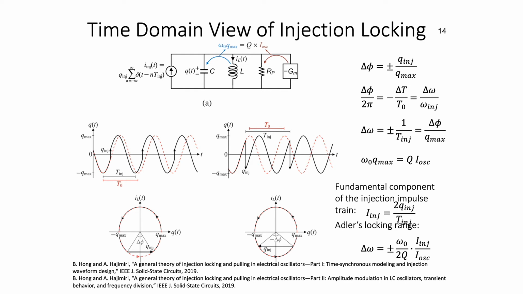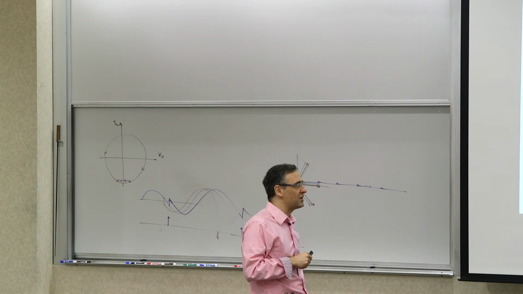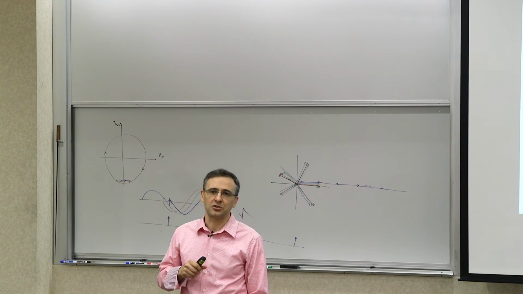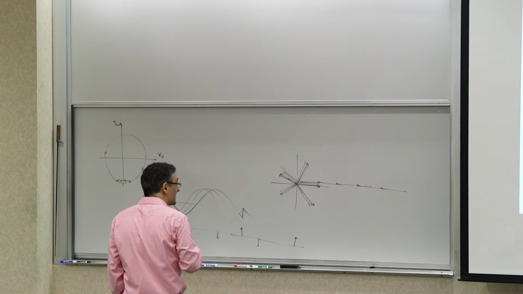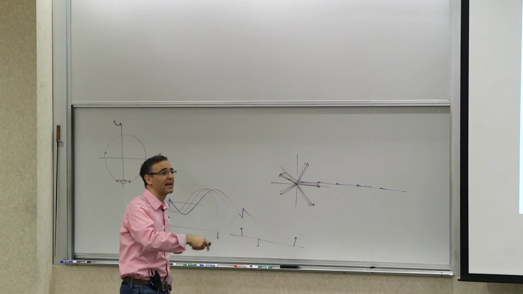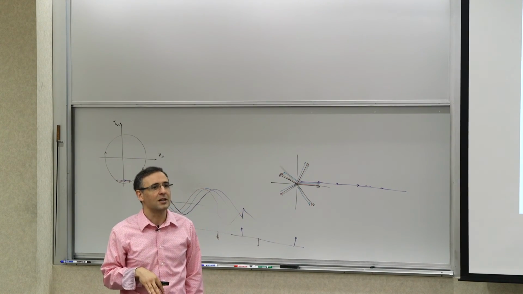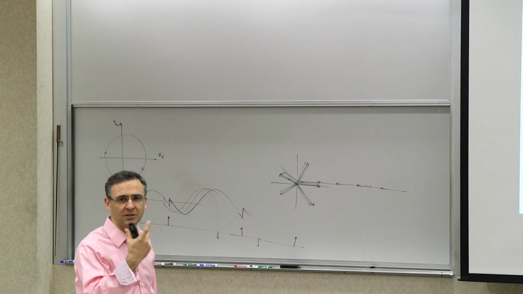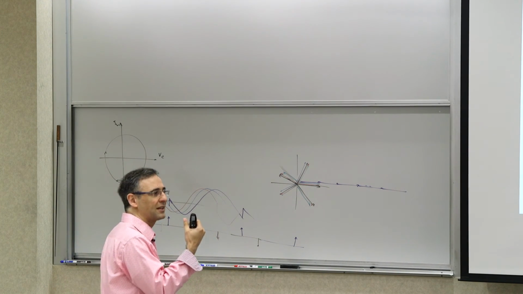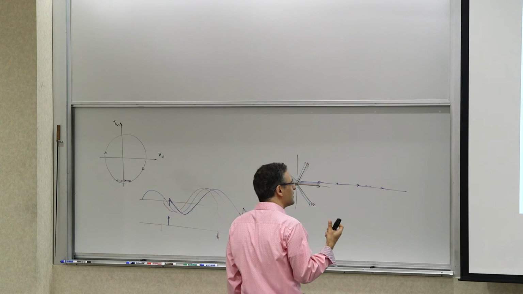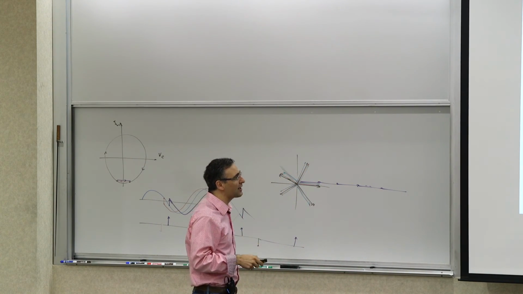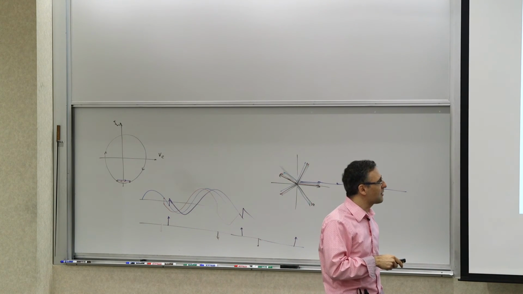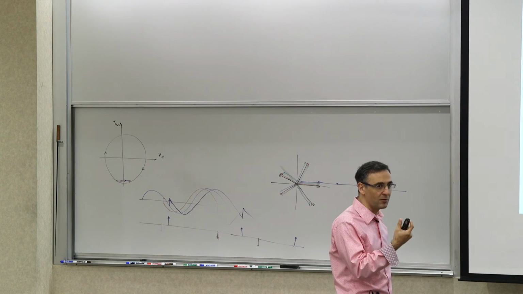And if you aggregate all of them, you get this expression, which is the well-known Adler's equation. This is something that Adler did in the 60s, and he did a calculation not this way. He did a calculation very differently. But from this time domain picture, it naturally emerges that you can do these kinds of things, and you can produce a locking range.